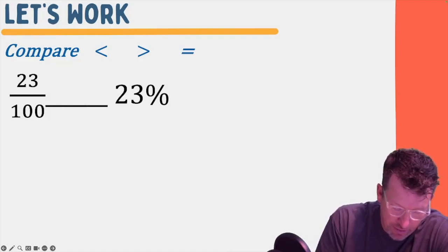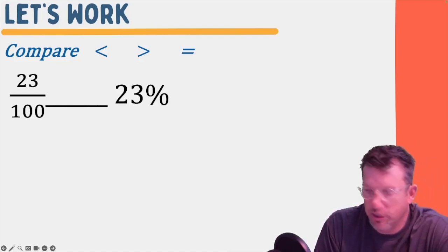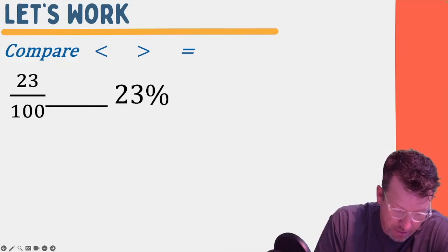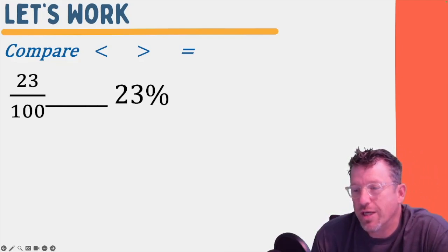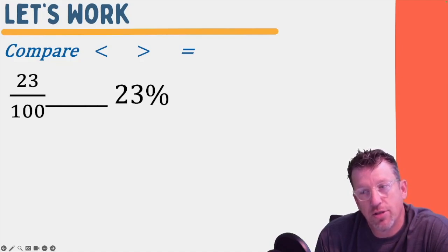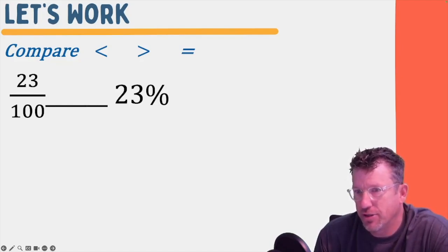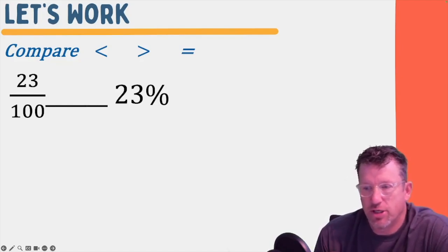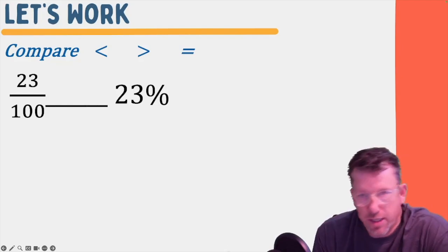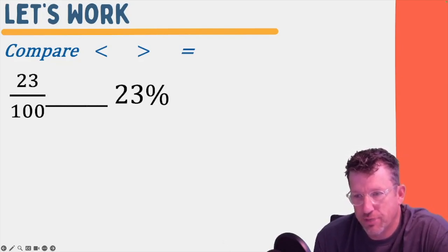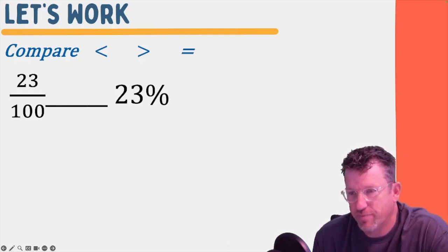Let's look at 23 over 100, and then let's look at 23%. Now, remember, the easiest way to compare numbers is to turn them into integers, if possible. Later on, when you get to irrational numbers, and even fractions and decimals, it's hard and you can't deal with integers. But right now, we can deal with integers if possible. So let's turn both of these into integers if possible.